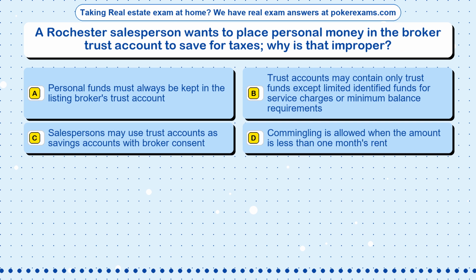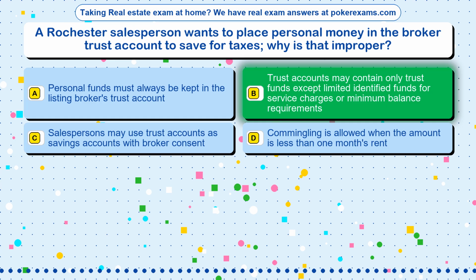Question 86. A Rochester salesperson wants to place personal money in the broker trust account to save for taxes. Why is that improper? Option A, personal funds must always be kept in the listing broker's trust account. Option B, trust accounts may contain only trust funds except limited identified funds for service charges or minimum balance requirements. Option C, salespersons may use trust accounts as savings accounts with broker consent. Option D, commingling is allowed when the amount is less than 1 month's rent.